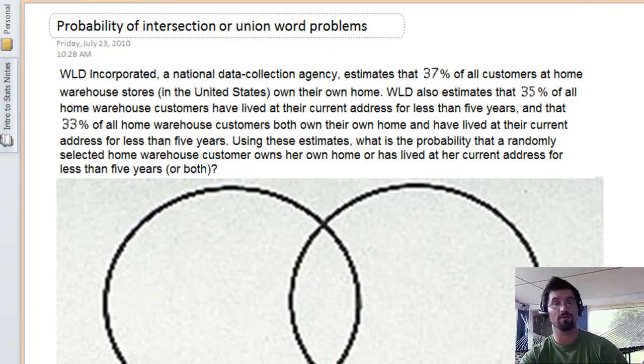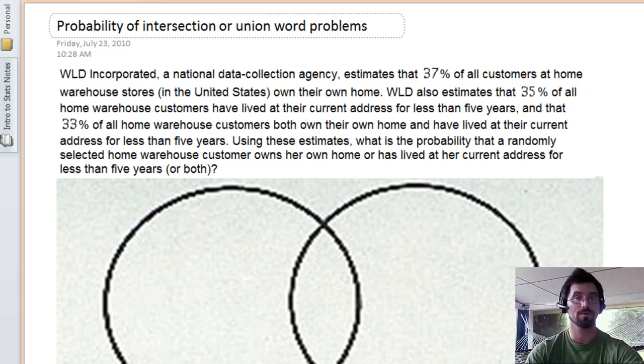Alright, this is Ken Roosevelt, and we're going to talk about probability of intersection or union word problems. Here's an example word problem.